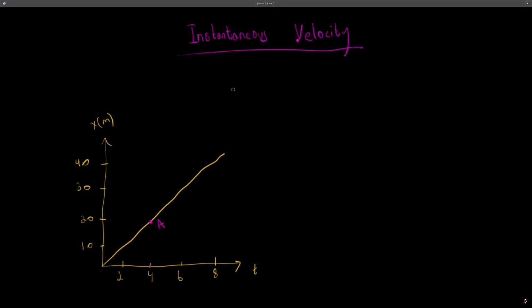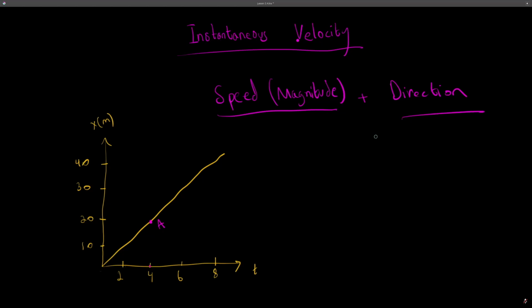So we mentioned before that we want to focus on the velocity aspect of these position time graphs. So let's cover instantaneous velocity. Now, when we're talking about velocity, we mentioned that velocity refers to speed, so the magnitude, plus the direction. So to find the instantaneous velocity, we need to find the speed and we need to find the direction.